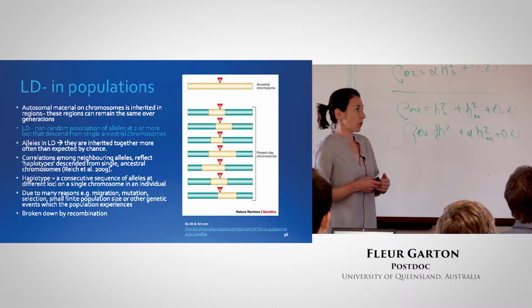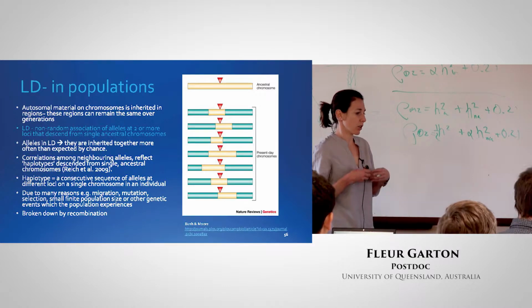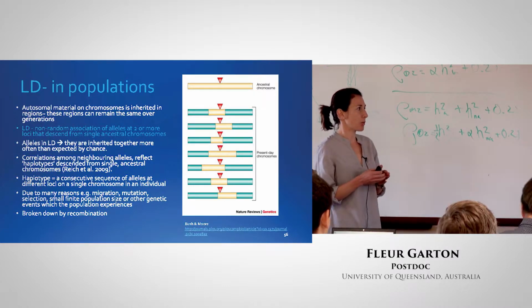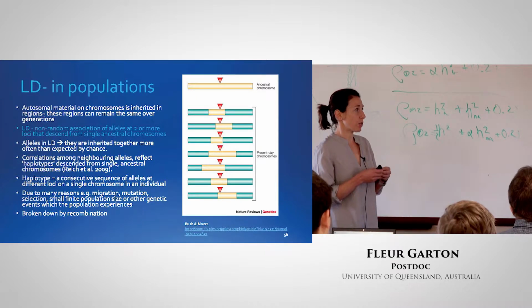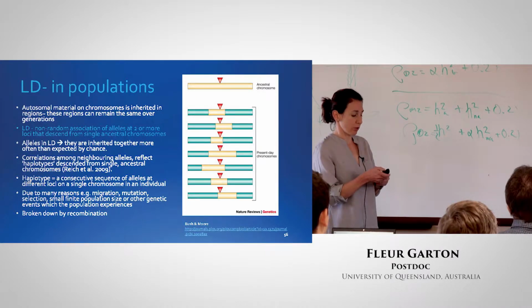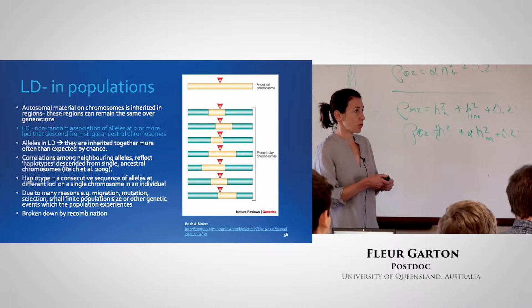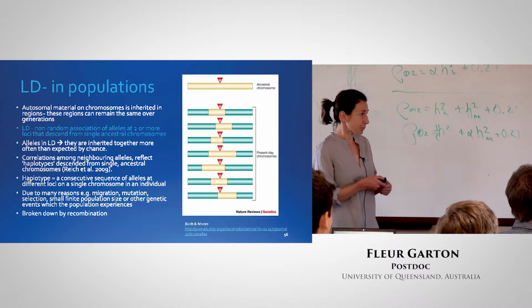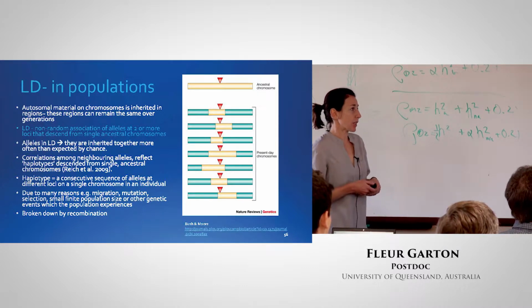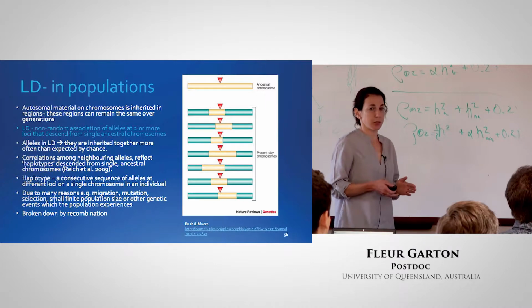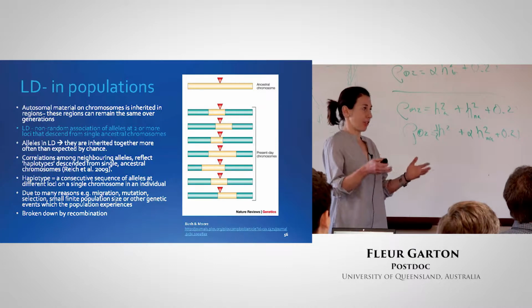But linkage disequilibrium in populations, so as you're aware, autosomal material on chromosomes is inherited sometimes in regions, and these regions can remain the same over generations. So this being the ancestral chromosome, here you can see present day chromosomes, and this region has remained the same. So, linkage disequilibrium, what is the definition?